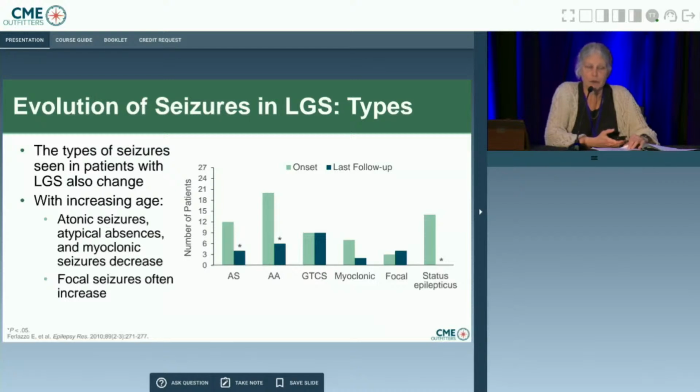So the typical drop attacks or the atonic seizures often reduce significantly as children go from childhood into adulthood. Atypical absences also become less frequent. Myoclonic seizures become less frequent. And status epilepticus also becomes less frequent, although it continues to be a risk, I think, at all ages. Sometimes we can see a slight increase in focal seizures, and the generalized tonic-clonic seizures generally persist.